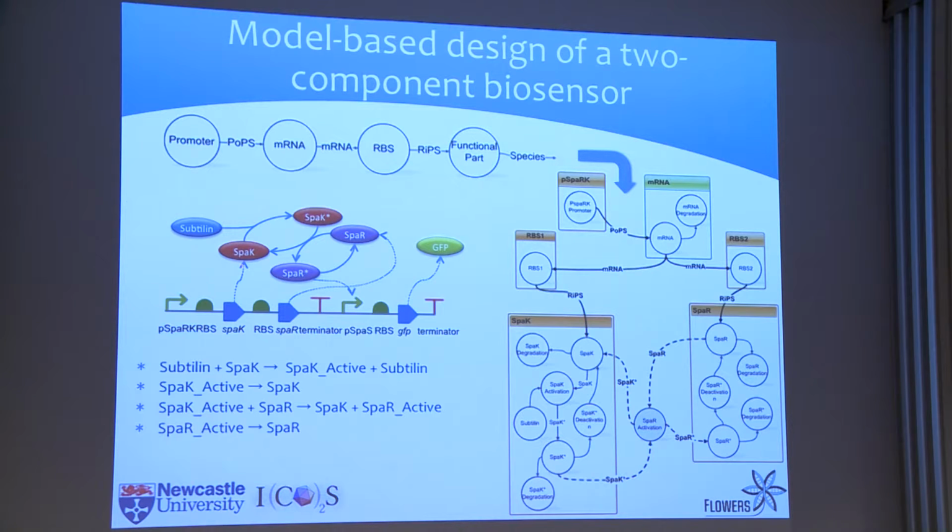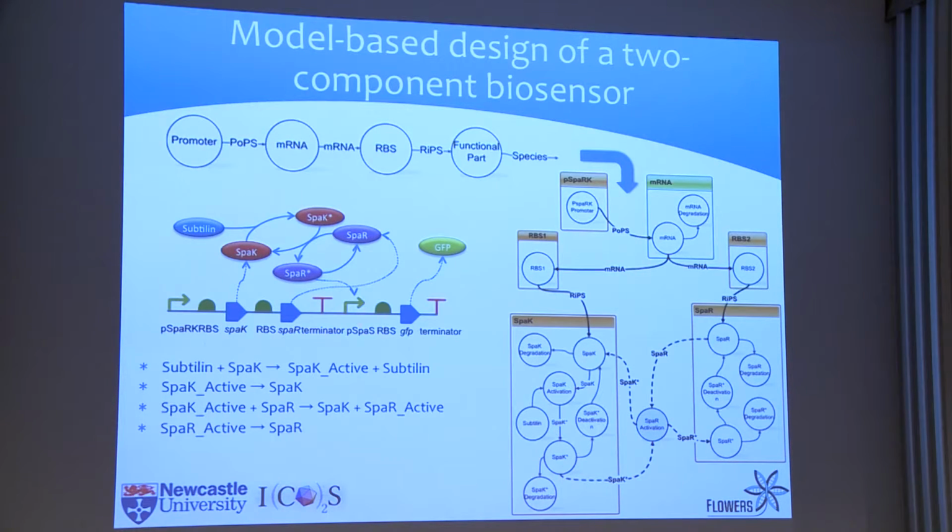Subtilin phosphorylates a kinase protein, SpaK, and when phosphorylated, the kinase protein then phosphorylates the response regulator protein. The response regulator, once phosphorylated, can act as a transcription factor. In this case, it activates transcription from this promoter to express GFP.